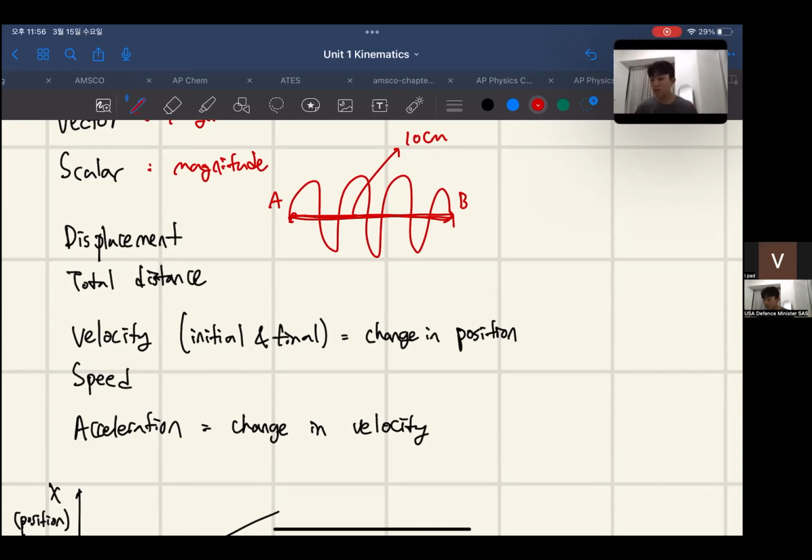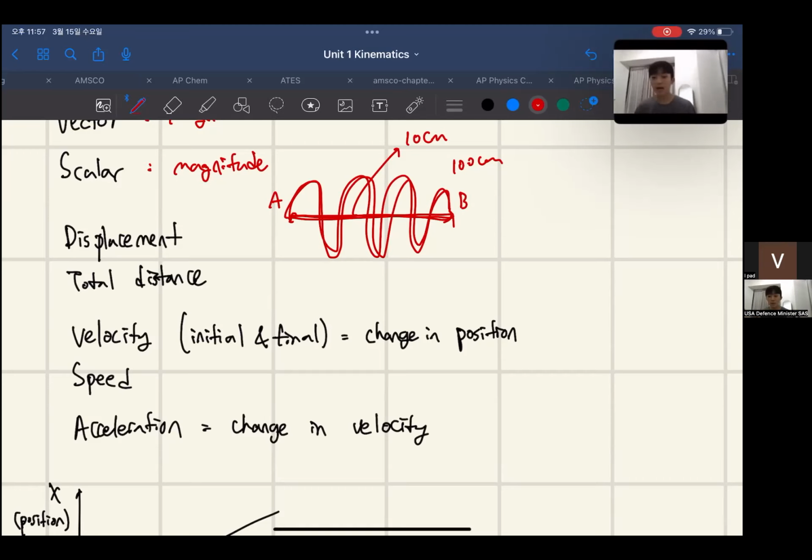Thus, the total distance would be not 10 centimeters for both, but 10 centimeters for route 2, because that's literally the route you took. But for route 1, it will be much longer, probably like 100 centimeters or even longer than that. So again, total distance moved is literally how much distance you actually moved. And displacement is simply where you started and where you ended.